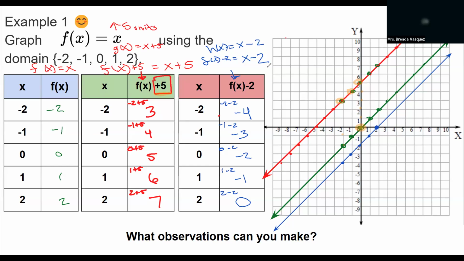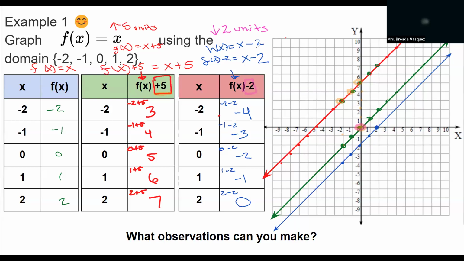Now, what happened to the next one? Let me go and highlight it. My original right here. This one's my original. What did I do? Subtracted. So how many steps did it go down? 1, 2. In what direction? Up, down, left, or right? It went down. So let's go ahead and say down 2 units.